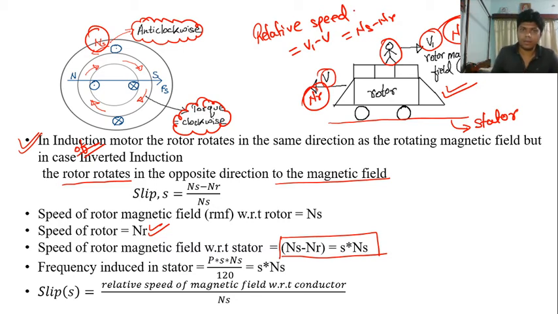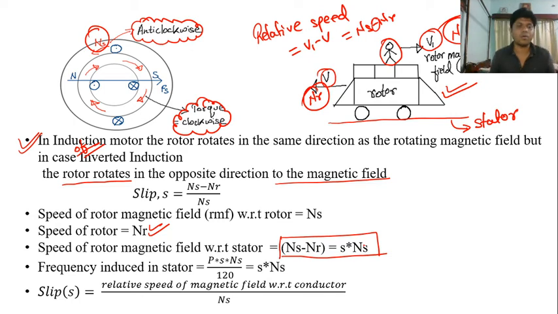So the meaning is simple. The minus sign indicates the opposite direction of both objects, car and boy. That's why the speed of the rotating magnetic field with respect to the stator will give the value ns minus nr, which is called the slip speed, and that will be the value of slip into synchronous speed.